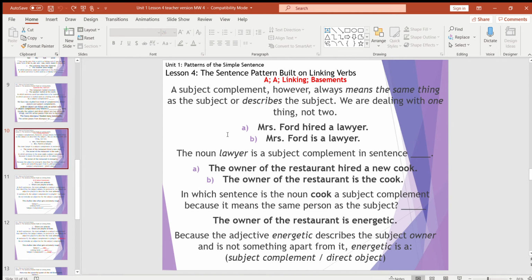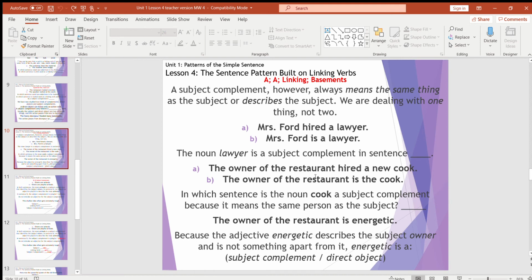But a subject complement always means the same thing as the subject, or it describes the subject. So in that case, we deal with one thing, not two. So if Mrs. Ford hired a lawyer versus Mrs. Ford is a lawyer, the noun lawyer in both sentences is the same, but in one sentence it's the direct object, the other it's the subject complement. So which one has it being the subject complement because it describes Mrs. Ford? That would have to be B, right? Whereas A, she hired a lawyer, that's somebody totally separate from herself.